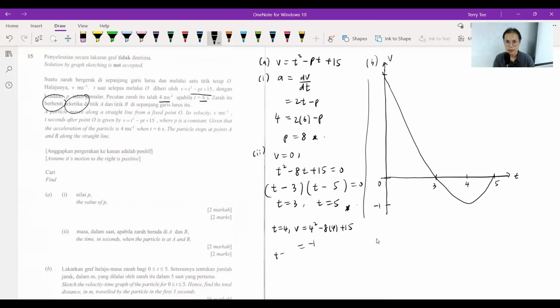Now, also when T is 0, what's your velocity? I'll put 0 inside, should get 15. Okay, my graph is almost complete.